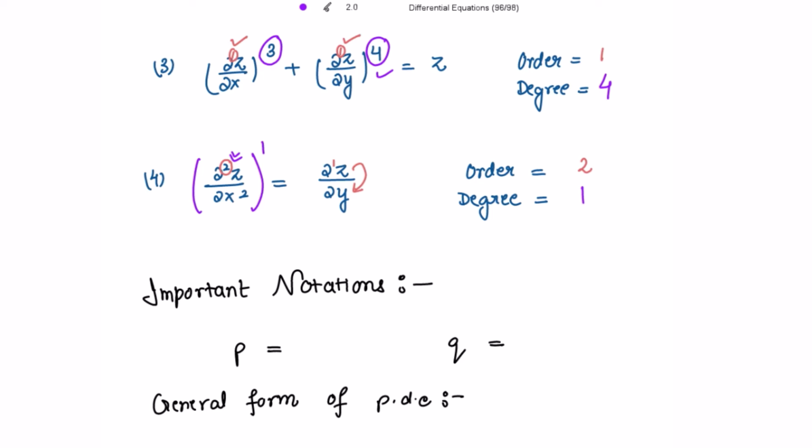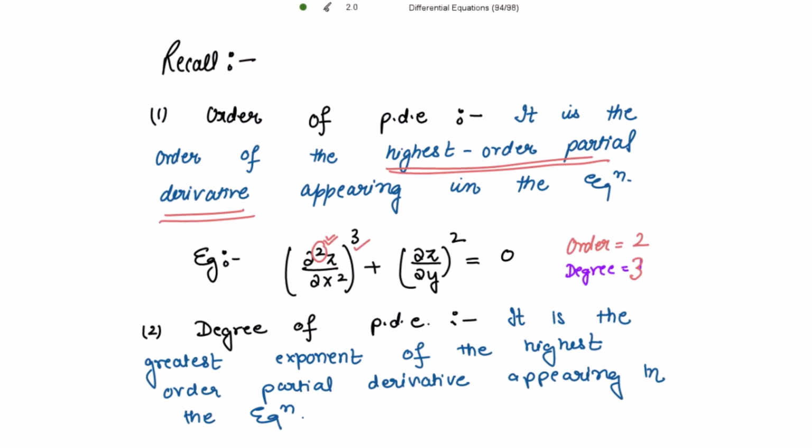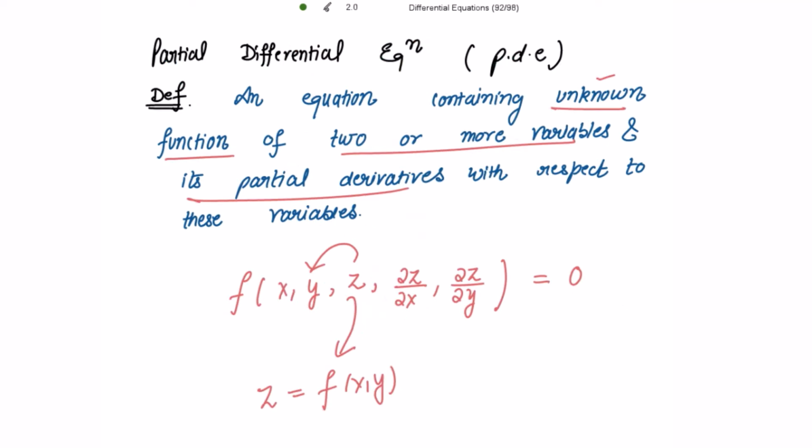Okay. Next are the very important notations. We always take small p to be the partial derivative of z with respect to x. And we always take q to be the partial derivative of z with respect to y. At the very start of the content, we have taken the format of the partial differential equation to be this one, right? So how can we write this further?